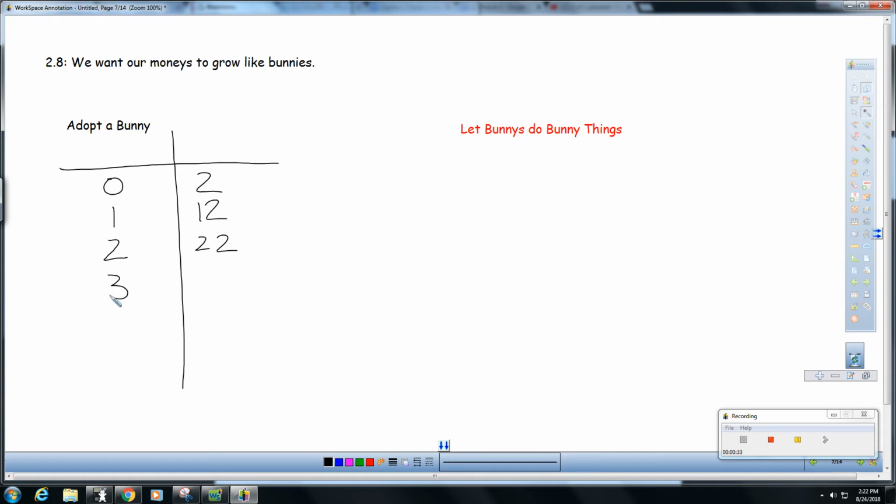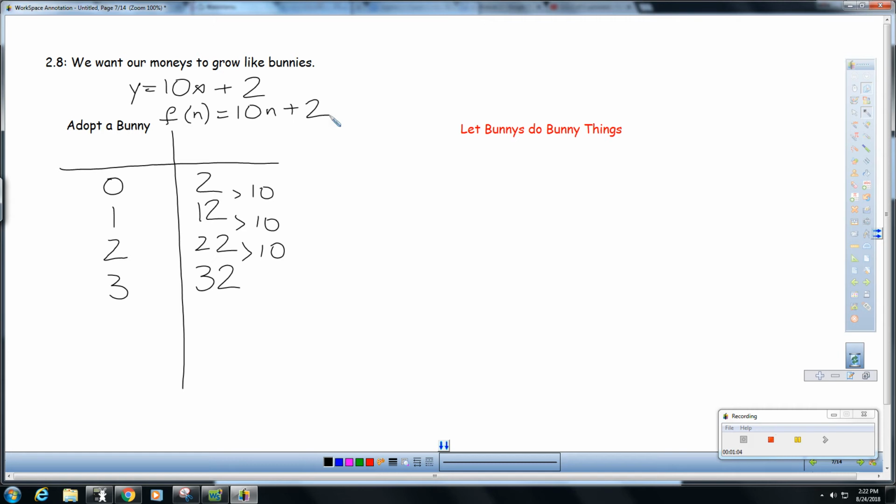And after 3 months you have 32 bunnies, and hopefully you recognize this as an arithmetic growth, a linear growth, an arithmetic pattern, if you will. The slope is 10, the y-intercept is 2, so this would be y equals 10x plus 2, or the way our book is writing it, f of n is 10n plus 2.